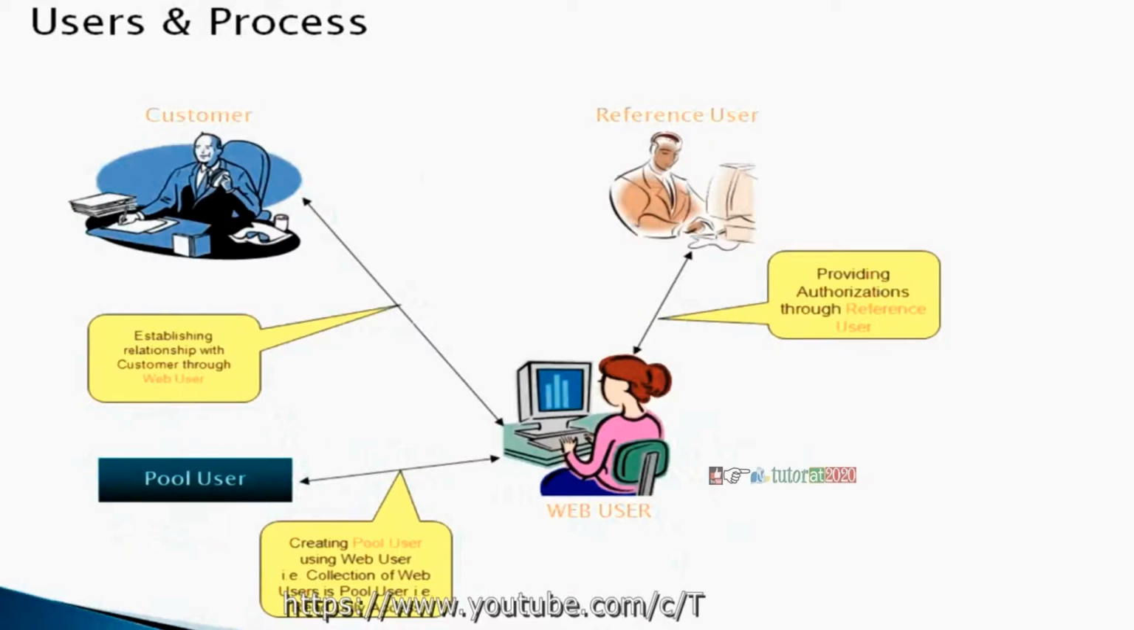Now, users and processors. Your customer will be there in the backend, establishing a relationship with the customer through the web user. Now, the web user will call the reference user, where your authorizations will be validated. The pool user is a collection of web users, with read-only access. I mean to say, when the customer is called, your web user will be touched first, because he will be contacting through the portal. Using this pool, the system will connect to the reference user, which in turn will validate the authorizations, bring the required data and show it to the portal person. That portal person is the web user.